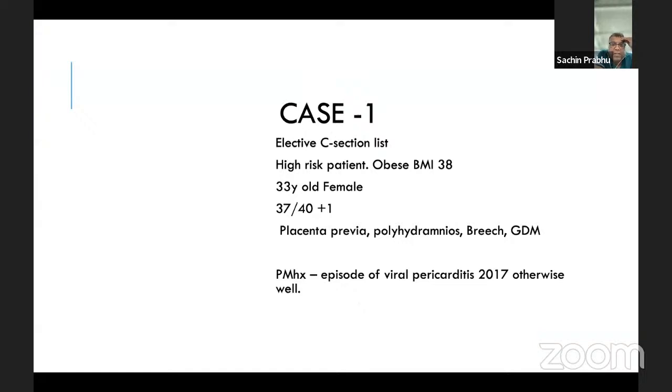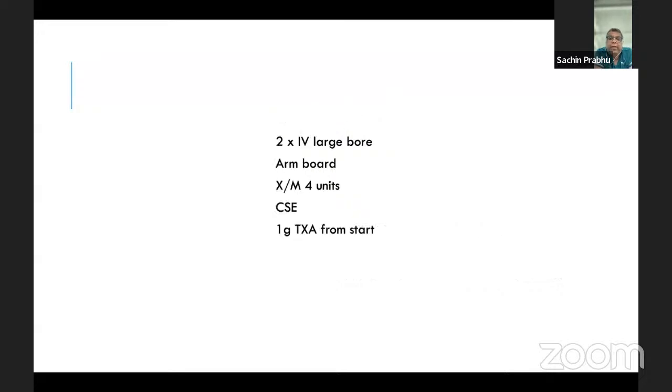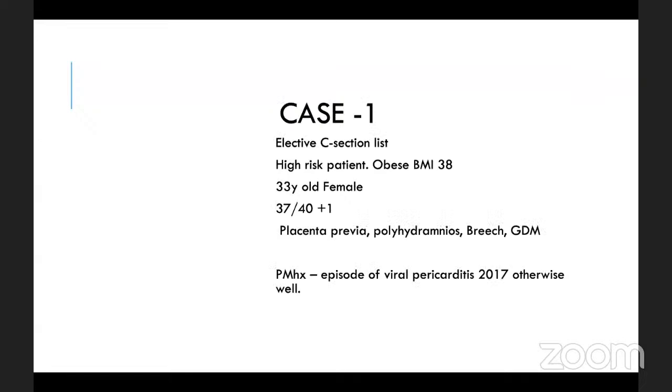So the first case is a case which happened in our hospital. It's an elective cesarean section in a 33-year-old lady who had a history of placenta previa, polyhydramnios, and breech. She also had gestational diabetes, and there was a past medical history of viral pericarditis in 2017, but nothing to worry about. She was posted for a section. Next slide, please.